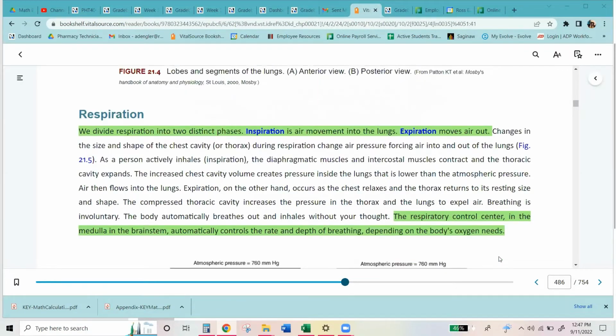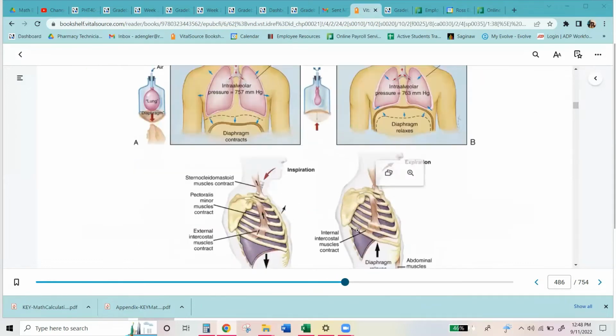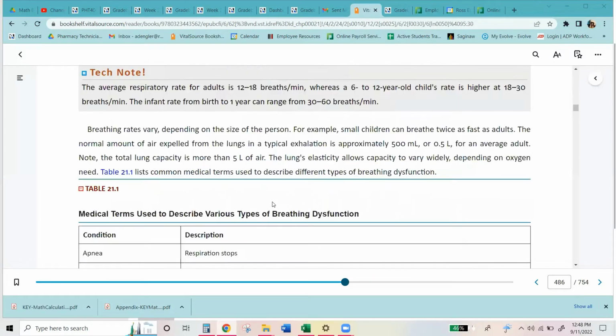We divide respiration into 2 distinct phases: inspiration as air moves into the lung and expiration as it moves air out of the lungs. The respiratory control center is the medulla in the brainstem. It automatically controls the rate and depth of breathing depending on the body's oxygen needs. And here is a figure of mechanisms of ventilation.